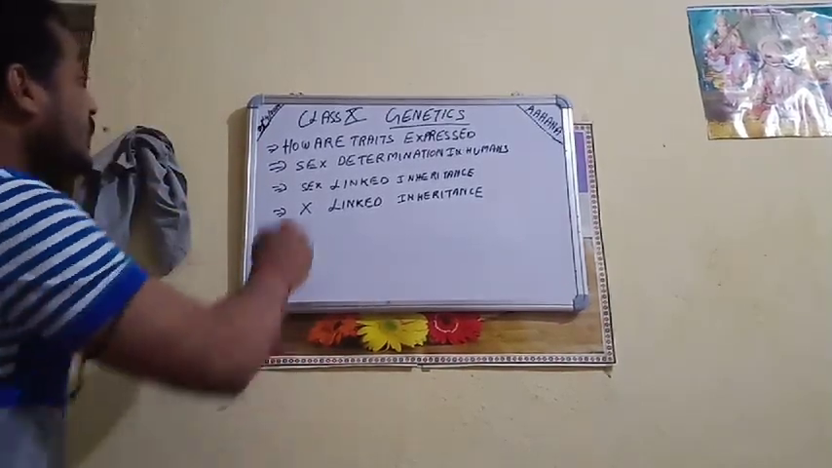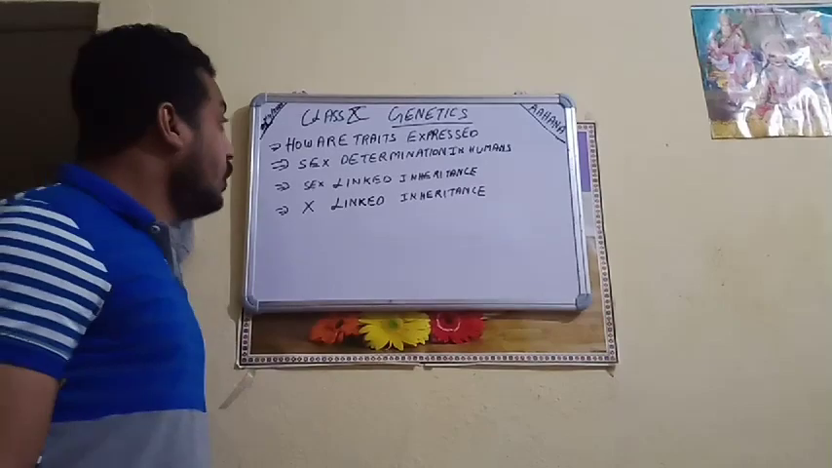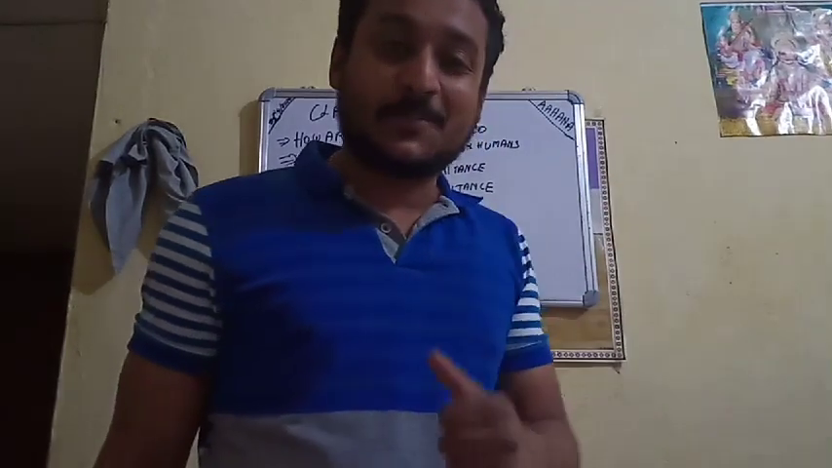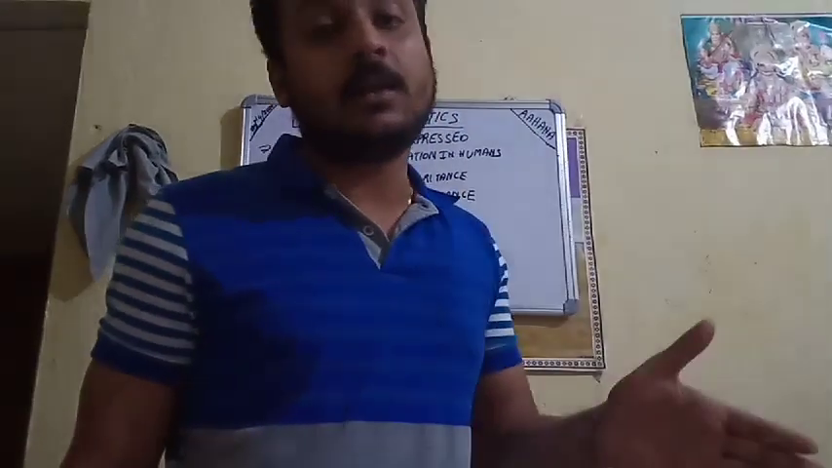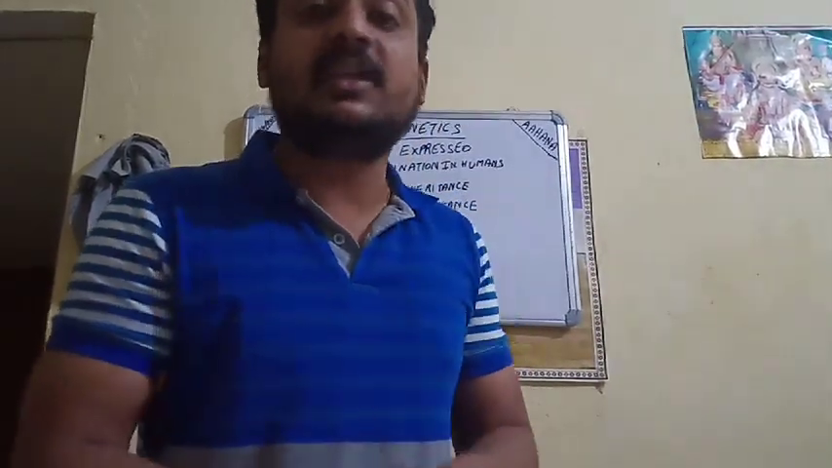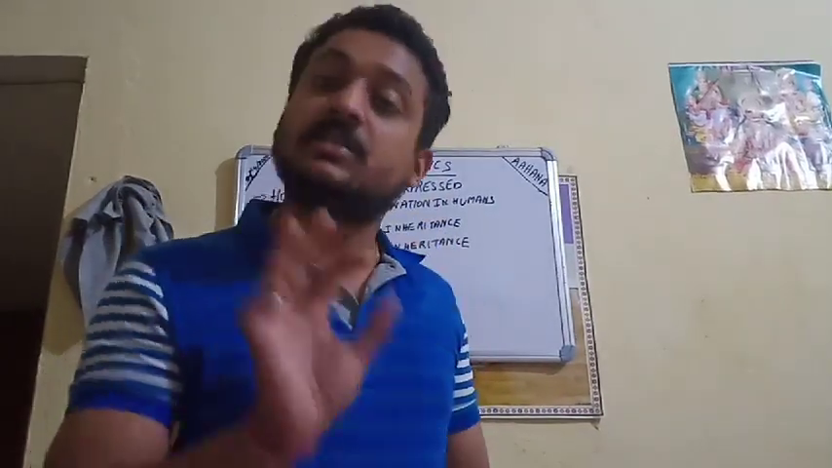Now, first one is how are traits expressed. So, let's say a particular family is having a child, and that child is either fair or black. Maybe the father is fair and the mother is black, or the mother is having a black coloration and the father is having a fair coloration, sometimes altered also. That father is having black coloration and the mother is fair, and the child is either getting fair color or black color. Skin color I'm talking about here.